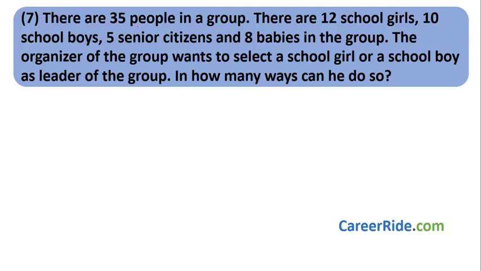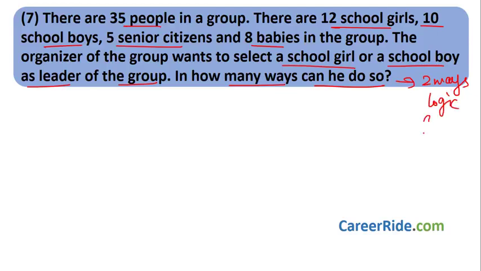Question number 7. There are 35 people in a group. There are 12 schoolgirls, 10 schoolboys, 5 senior citizens and 8 babies in the group. The organizer of the group wants to select a schoolgirl or a schoolboy as leader of the group. In how many ways can he do so? Again, it is very easy. Again, we can solve it in 2 ways. We'll see both the ways, logic and formula. Both are easy. First we'll see formula this time.